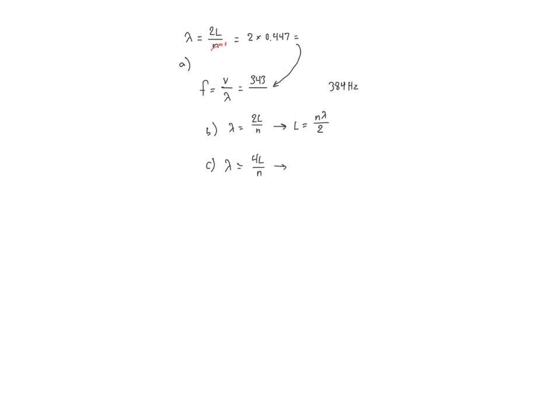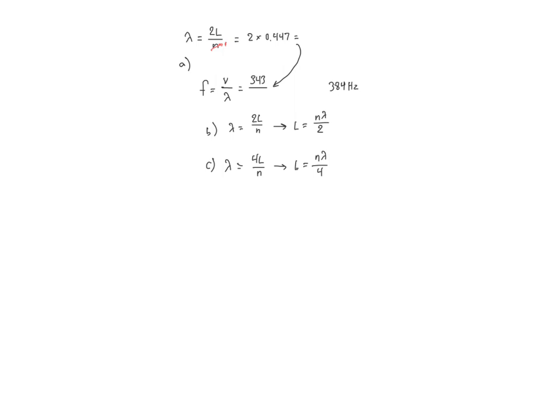So when you rearrange this for L, you get L is equal to N times lambda over 4. So you can plug in the fundamental frequency. You're just going to plug in N equals 1. So it'll be that original wavelength, the 0.894, divided by 4 to get you your first harmonic.